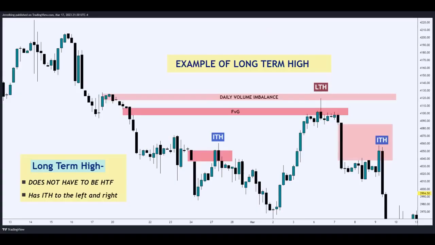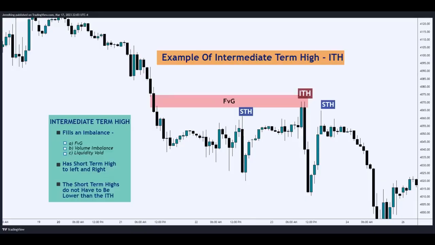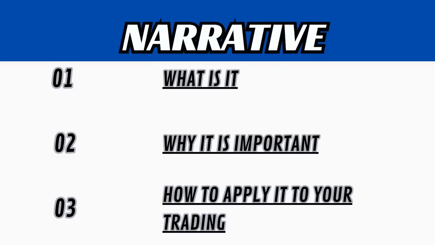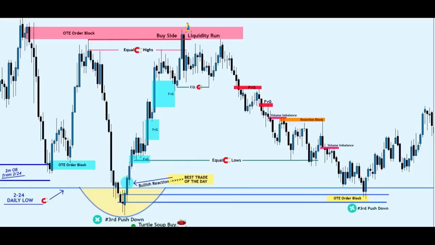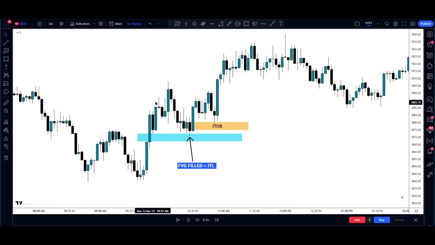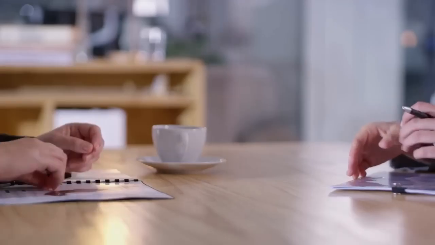In this video, I'm going to teach you ICT's advanced market structure. I'm going to go deeper into how to find the real order blocks called ITOBs and how to implement them into your trading with a better understanding of how price action actually works than ever before. So if you're getting stopped out a lot, if you don't know which market structure shift you should actually take, this video is going to change your trading.